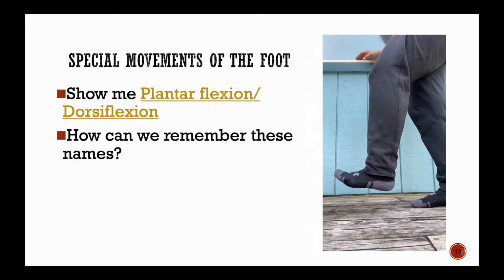Now, you might ask yourself, how can I remember these different names? For plantar flexion, a lot of people talk about planting your foot onto the ground, or if you think of plantar warts, those are usually on the bottom of your foot. So that's the bottom part and the toes being pointed, versus dorsiflexion, when you have your toes coming up. We also have eversion and inversion. Can you show us what those movements look like?